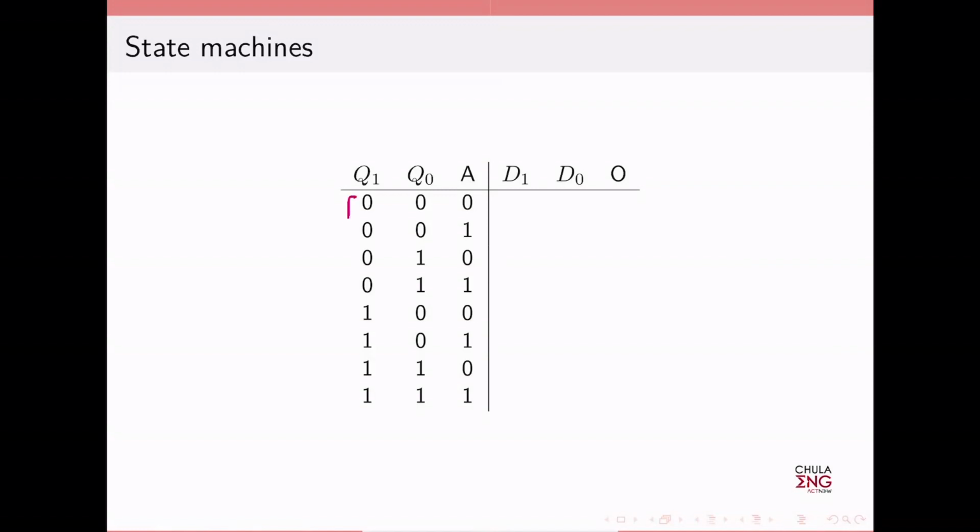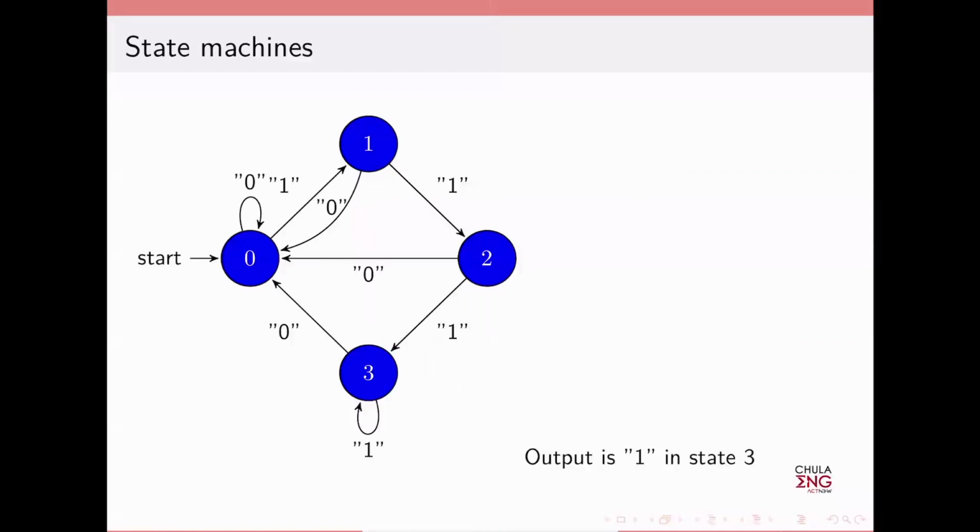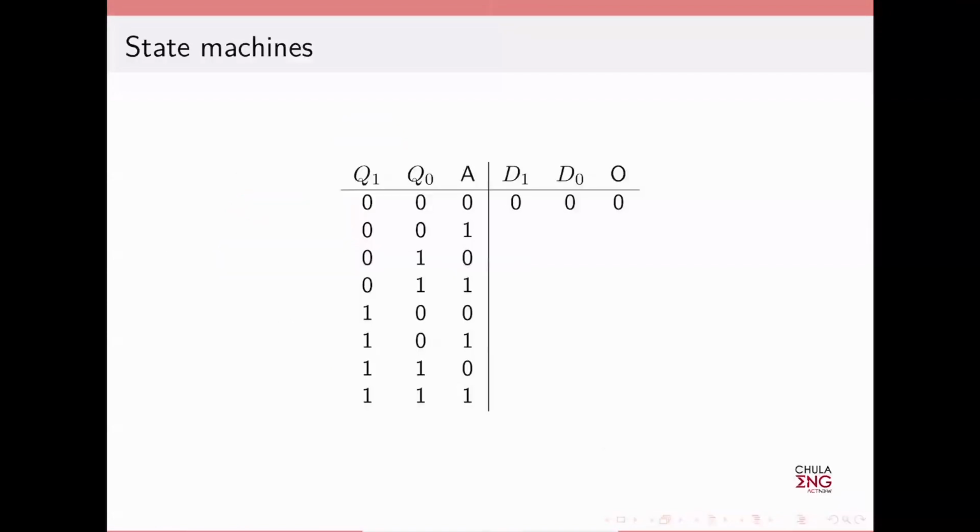So here, if the state is 0 and the input A is 0, we go back to our state machine. Okay, if the state is 0 and the input A is 0, the next state is going to be 0, right? So you fill into the truth table saying the same thing. The input is A, and it stays at the same state, which is 00. And the output is only 1 at state 3, so we forget about it now. It's always 0.